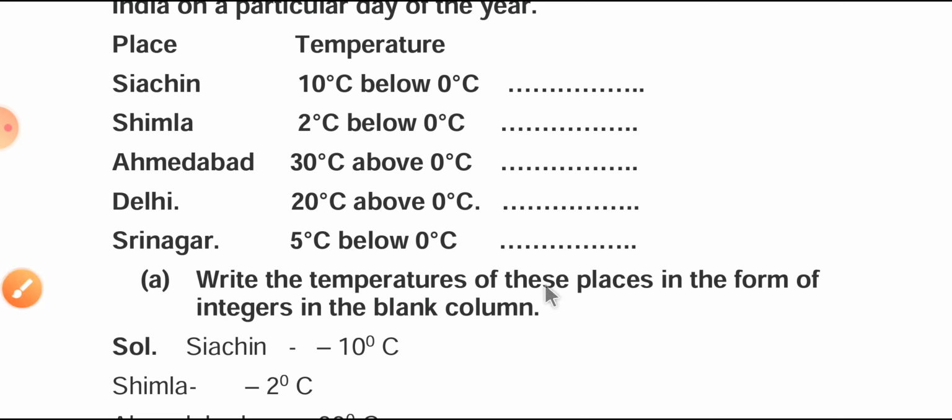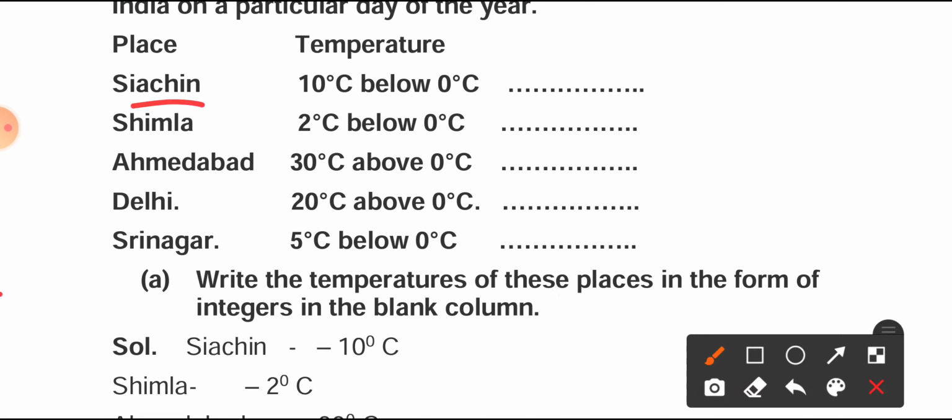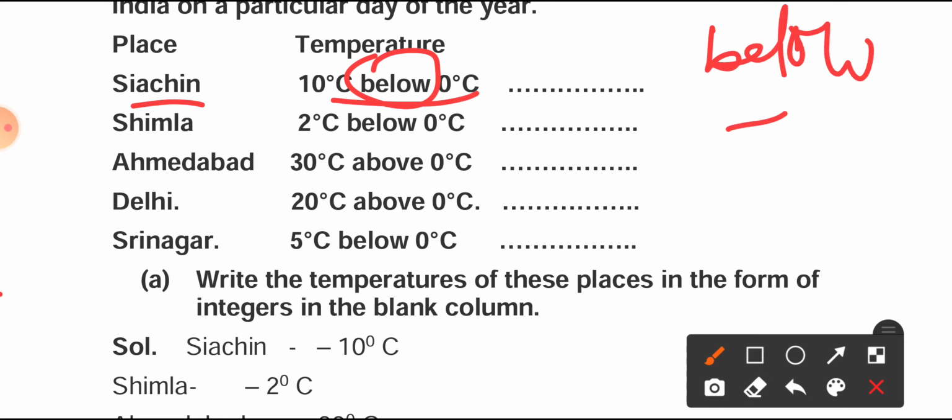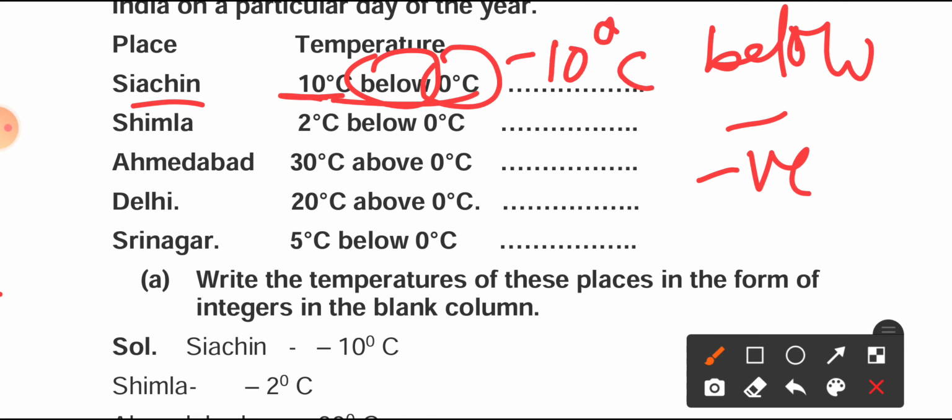So first you can see that in Siachen the temperature is 10 degrees Celsius below 0 degrees Celsius. Below means, as in the previous class we have seen, that below means it is less. So we will represent less by negative numbers, and so 10 degrees Celsius below 0 degrees Celsius means the temperature is less than 0 degrees Celsius, and by how much? 10. So write here -10 degrees Celsius. For below you have to represent it by minus.